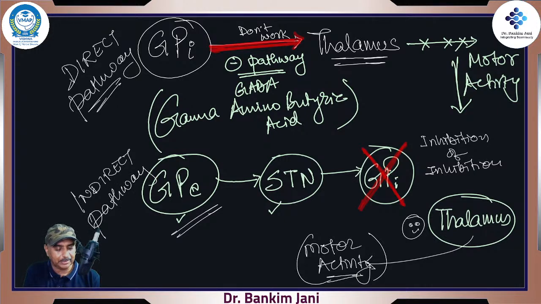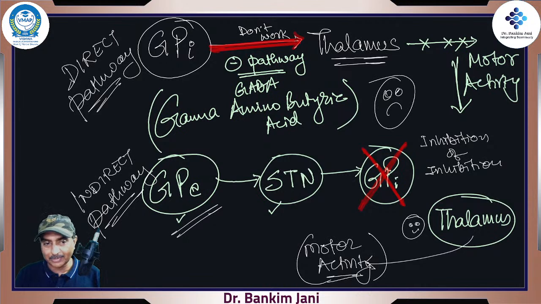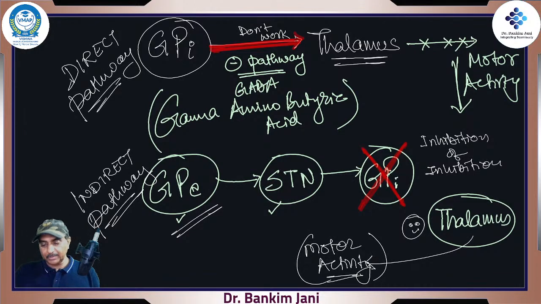Once you have understood it, then your reaction is as per the emotion, right? If we are very happy, then we smile, we laugh. If someone is sad, then it is something like this. So all these facial expressions also have a direct pathway and indirect pathway. But just remember it like this: GPI talks directly to thalamus and tells the thalamus, don't do anything. And when you remove that inhibitory component, the inhibition of inhibition, thalamus will lead to motor activity.